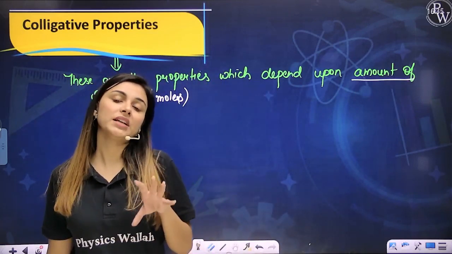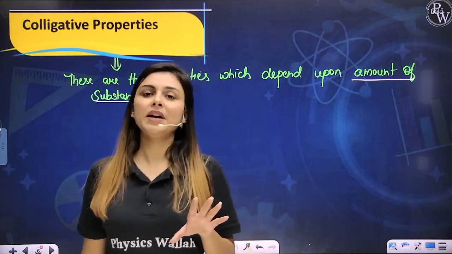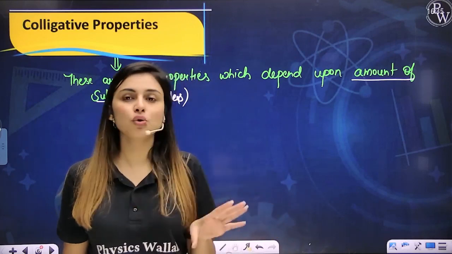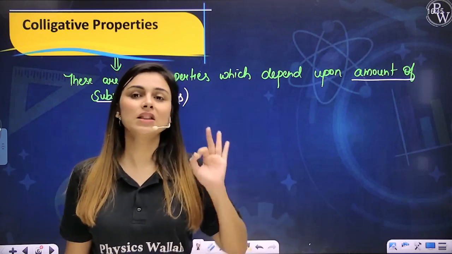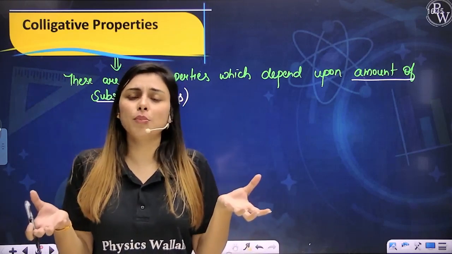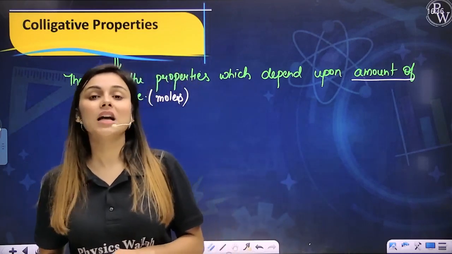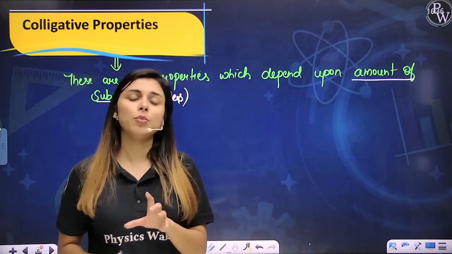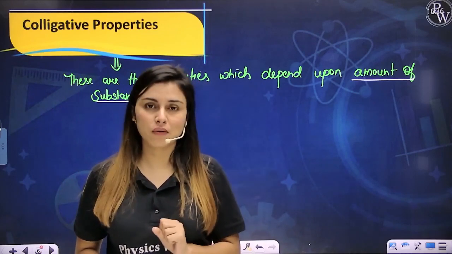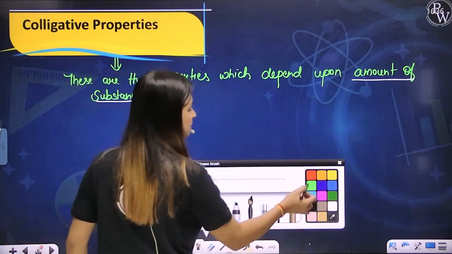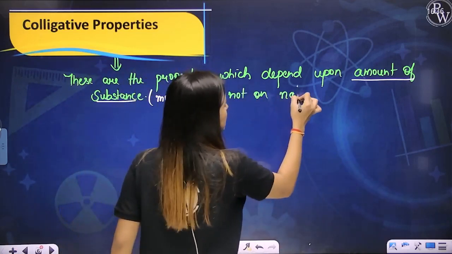So colligative properties are those properties which depend upon the amount and not on the nature. They do not depend on which type of component it is. They don't care about it as long as the moles are equal. If there are two different components, they don't care as long as the moles of both of them are equal. These are known as the colligative properties. So colligative properties are the properties which depend upon the amount of substance and not on the nature of the substance. You can write it.